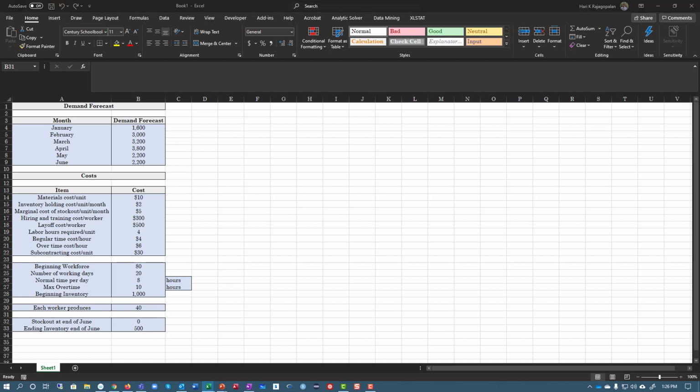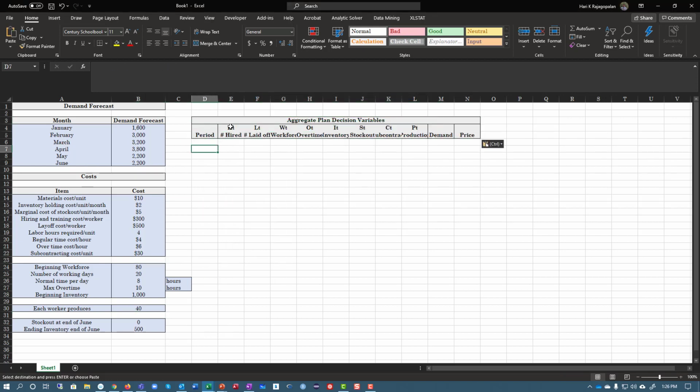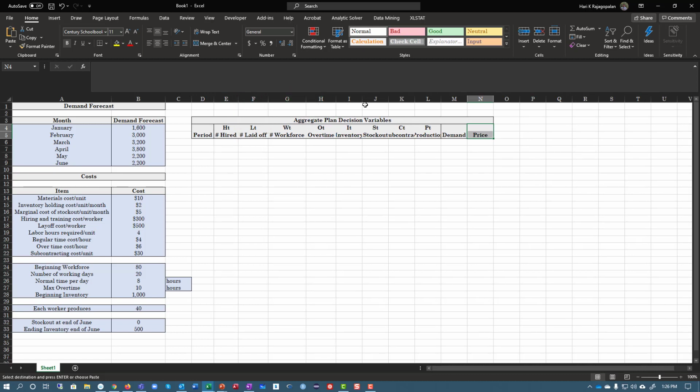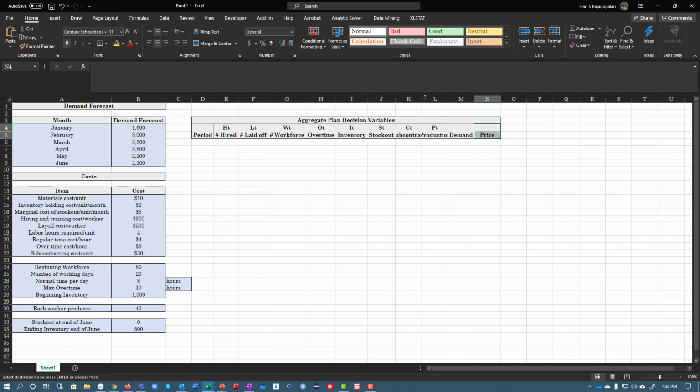Let's set up our decision variables. Now remember, our decision variables are going to be, let's go ahead and click that on. You are going to have number hired, number laid off, number of people working, overtime, inventory, stock out, subcontracting, production, demand, and then here is the price of the product if it's given to you. Now remember, for aggregate planning, since we are focusing on cost, not on revenue, you don't have to worry so much about the price of the product. It's in the next chapter, sales and operations plan, that we will actually focus on the price of the product.